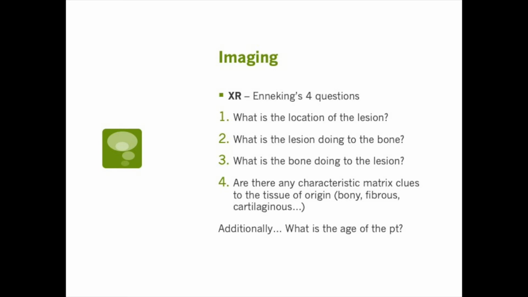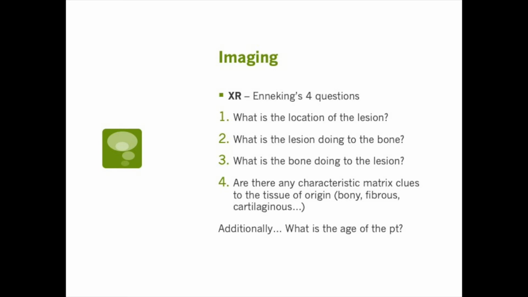The next thing is, what is the bone doing to the lesion? Is it walling it off? Is it creating a periosteal reaction? What exactly is the bone doing to respond to this thing? The last thing is, are there any characteristic matrix clues in the tissues of origin, bony, fibrous, or cartilaginous? And we'll talk about that in a little bit.